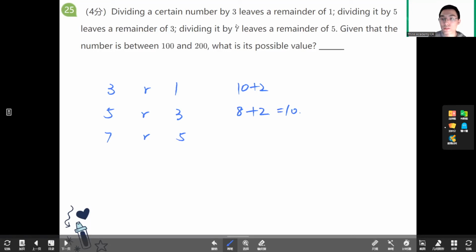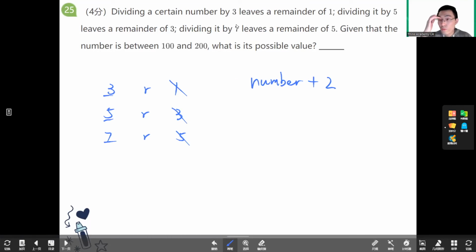And actually, 8 divided by 5 is 1 with a remainder of 3. So you see, we simply need to add 2 to the number. Then we can eliminate the 3 remainders. So the number, I'll just write the number, plus 2. And then it will be divisible by 3, 5, and 7 at the same time.